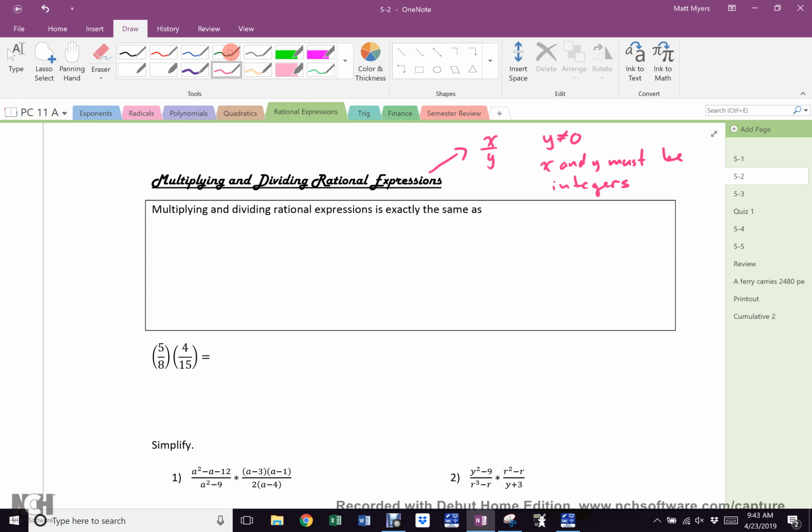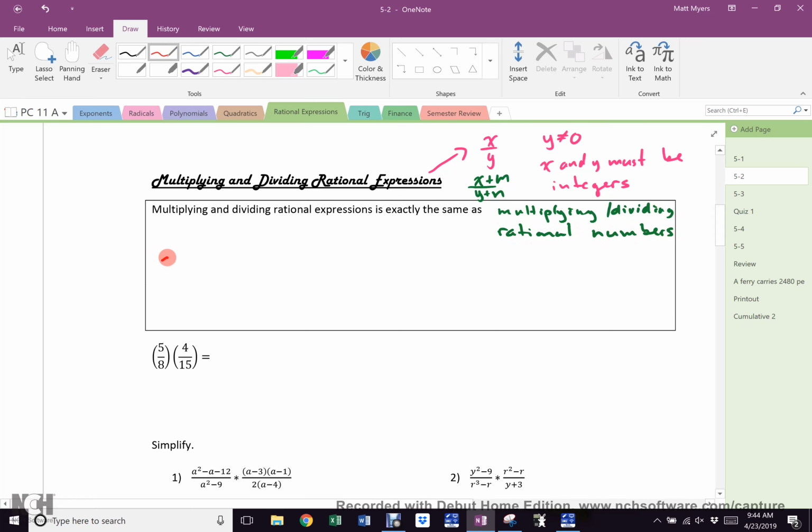So if I change this to a rational expression, it now becomes x plus m over y plus n. Do all the other rules apply? Yeah, except now instead of y can't be 0, it's y plus n can't be 0. Right? Okay. So, can we ever forget any of the rest of our math? No. So I'm going to finish this sentence and you're going to see how to do this. Multiplying and dividing rational expressions is exactly the same as multiplying or dividing rational numbers.